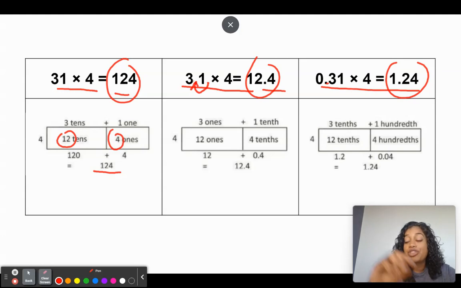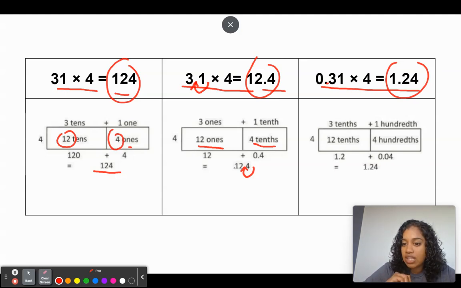Now instead of 12 tens, I have 12 ones if I do 3 times 4, and I have 4 tenths instead of 4 ones. So I now have to combine them together, and now I have 12.4. So I had to move my decimal place over one spot because from over here I had 124, and then if I move my decimal place from behind the 1, now I have 12.4. Same digits, just different place values.